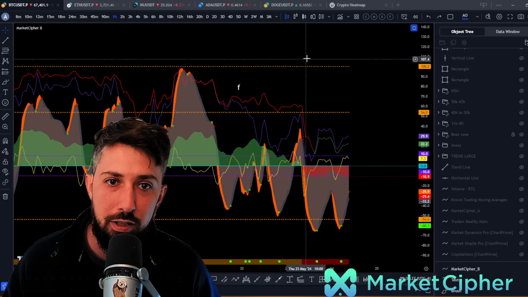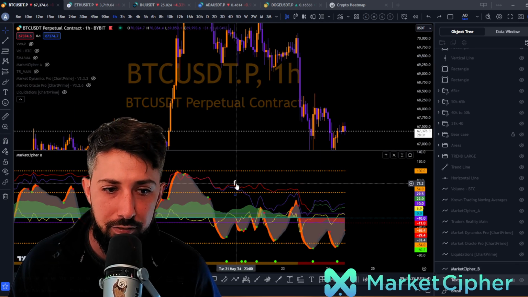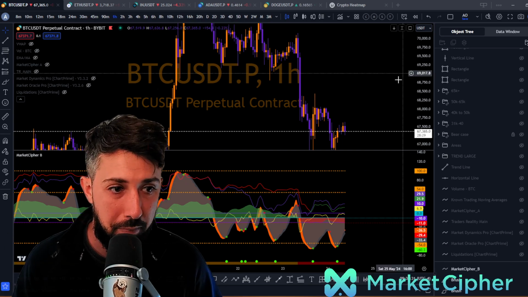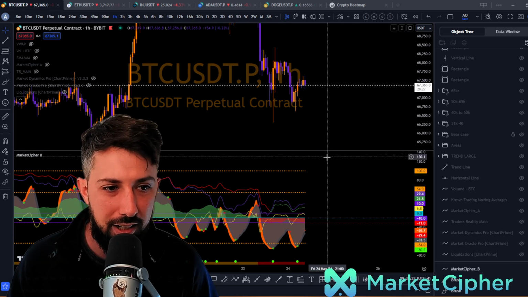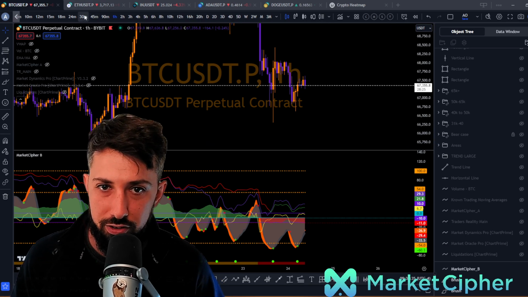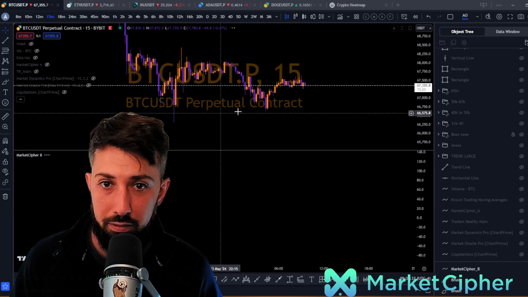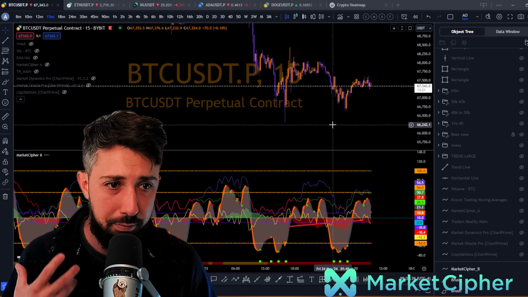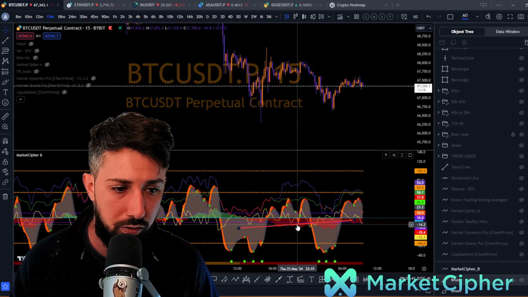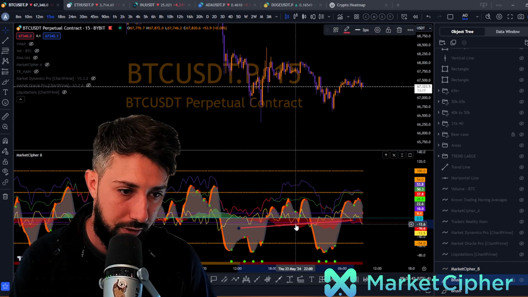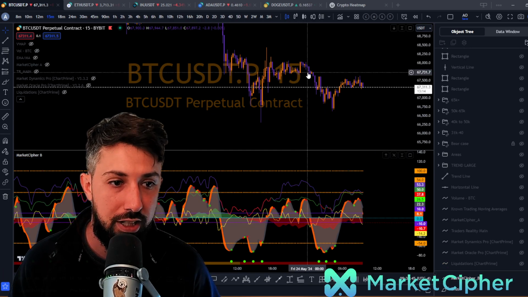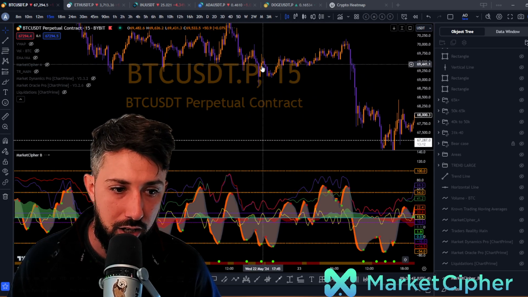Now, what are some of the best things I like on Market Cipher B in order to make money? I love divergences. Okay, divergences are money makers. They, to me, show beautiful ways of price diverging and allowing me to capitalize on price action.